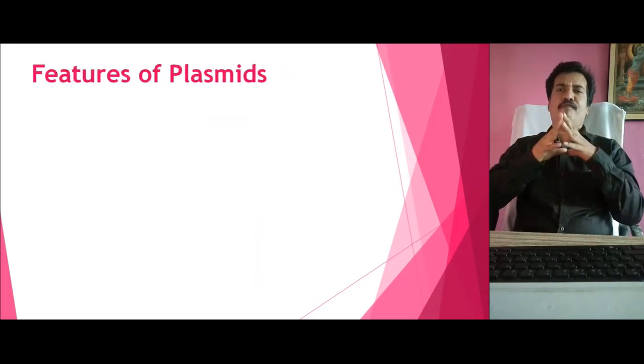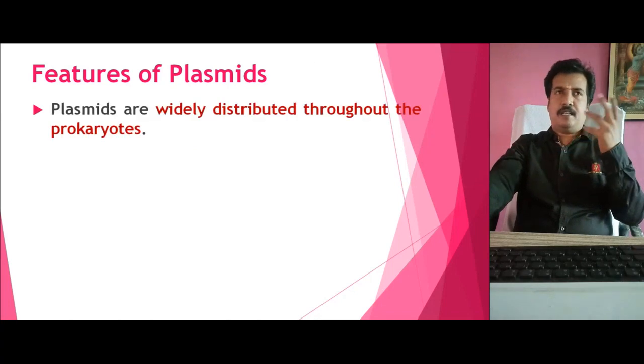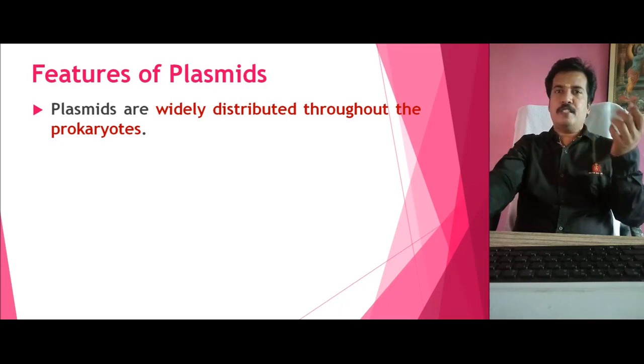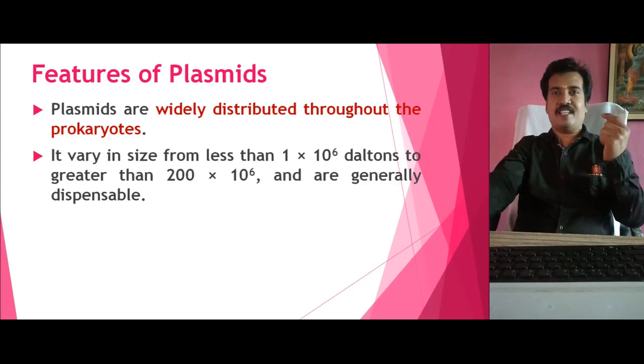So what are the features of the plasmid that suggested we choose it as a vector? One of the key features is that the plasmid is widely distributed through various prokaryotic bacterial cells. So we can get different characteristics of plasmids from different prokaryotic bacterial cells. That is one of the best features for why it can be considered a vector.